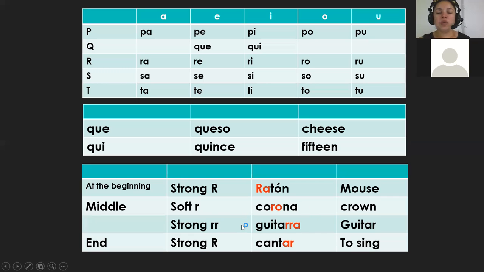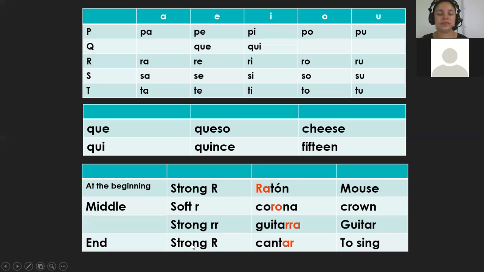So what if I need to pronounce one R in the middle of the word? You will notice that when a word has one R in the middle and is pronounced with a strong R, they will have a double R and they will be pronounced as guitarra. Do you notice the R is very strong? Guitarra. Guitarra in English is guitar.